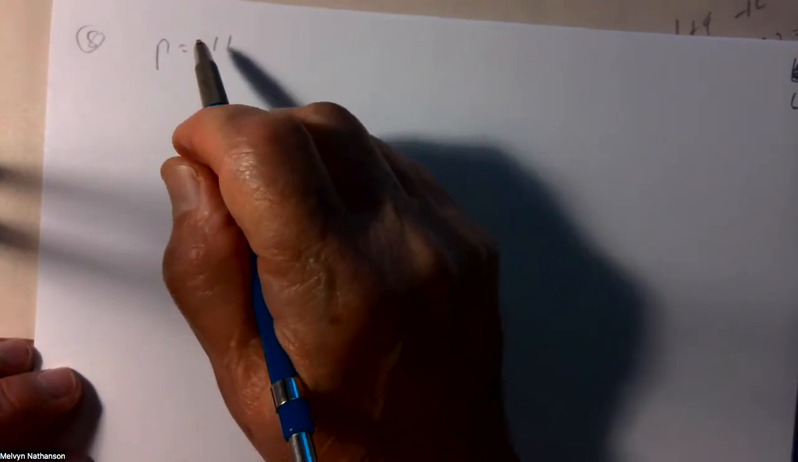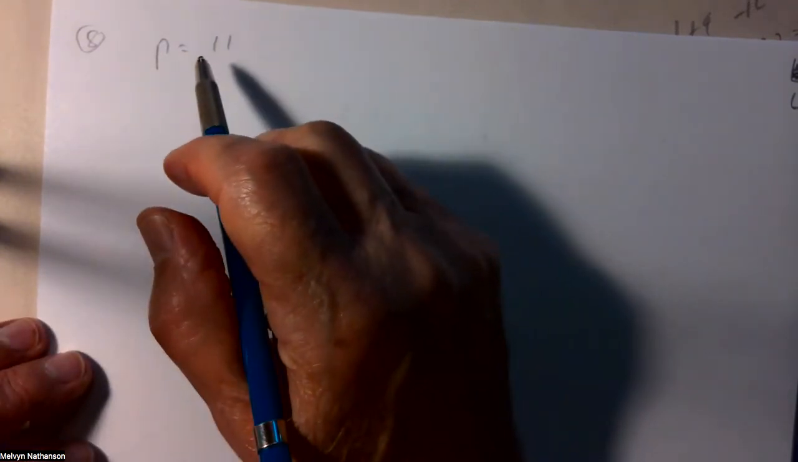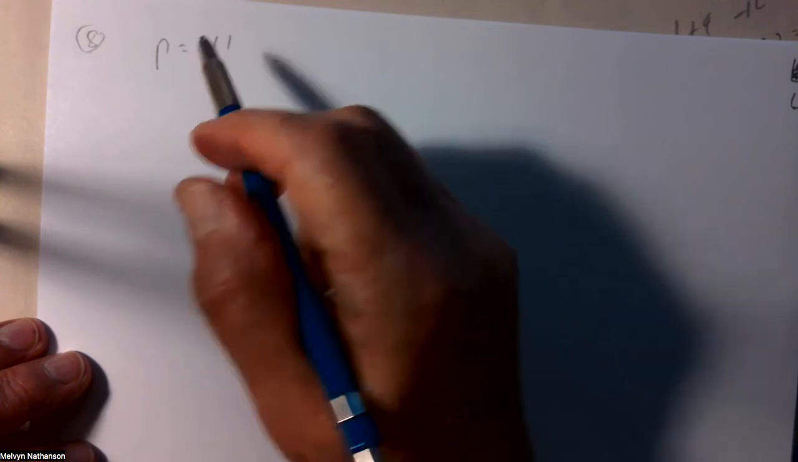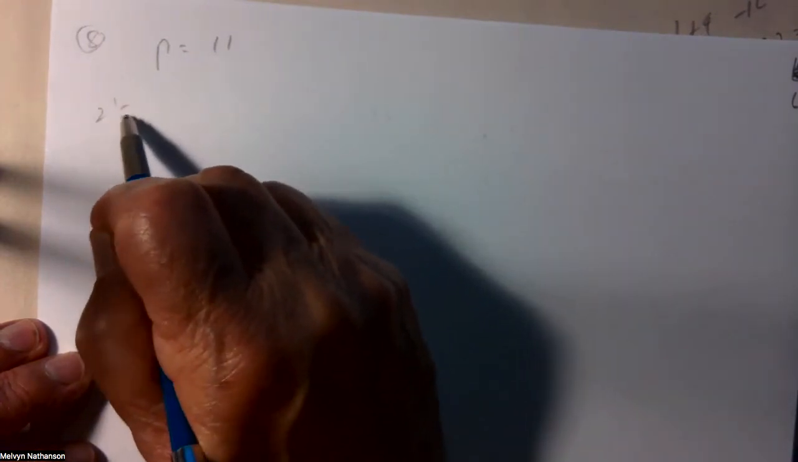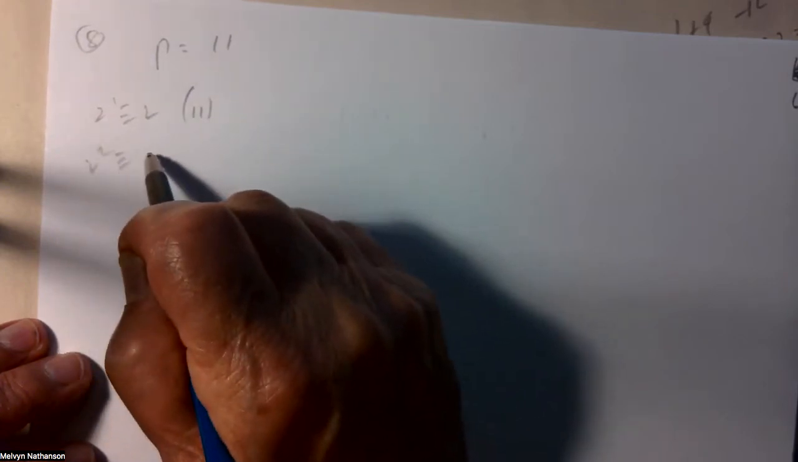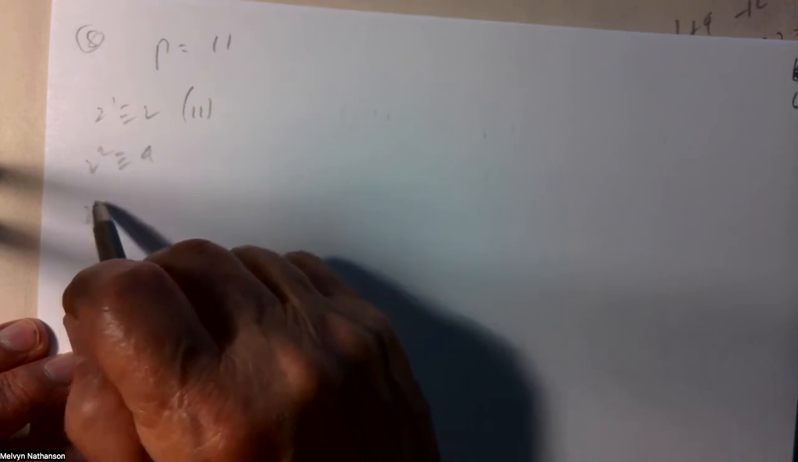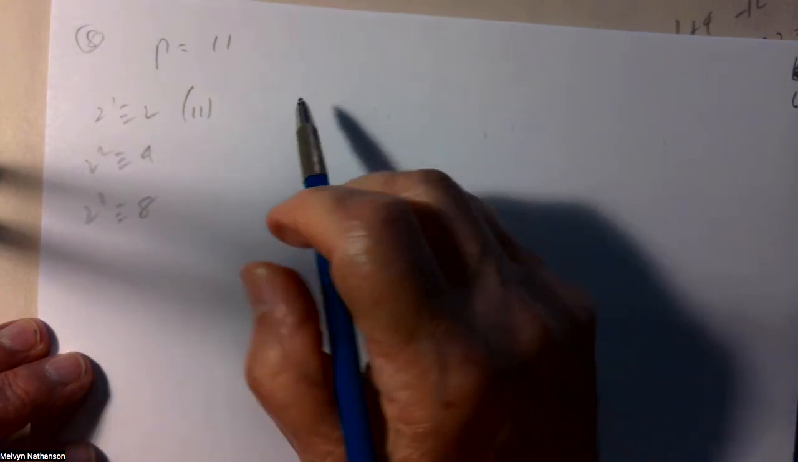Problem number 8 is to look at the prime p equal to 11 and try to find a primitive root. Normally you start with the smallest numbers you can, like 2. So what are the powers of 2 mod 11? 2 to the first power is 2 mod 11. 2 squared is 4. 2 cubed is 8.